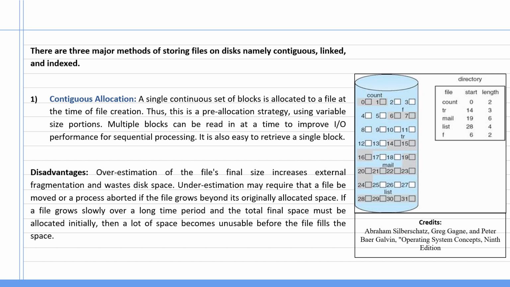The disadvantages of this allocation technique: the first one being overestimation of the file's final size increases external fragmentation. Secondly, underestimation may require a process to get aborted if the file grows beyond its originally allocated space. Also, if a file grows slowly over a long time period and the total final space must be allocated initially, then there is always a chance of a lot of space becoming unusable before the file fills the space.